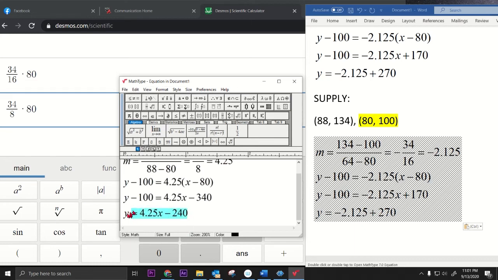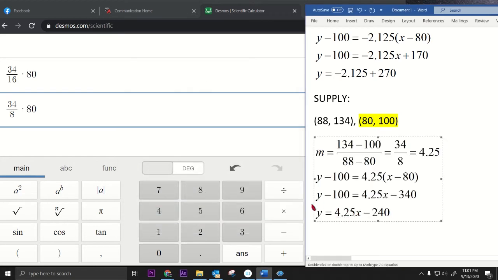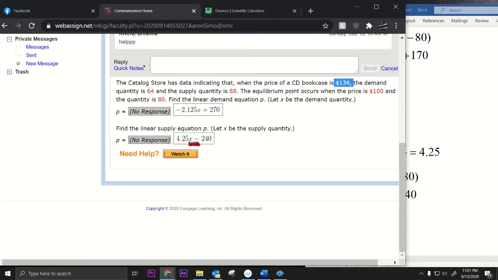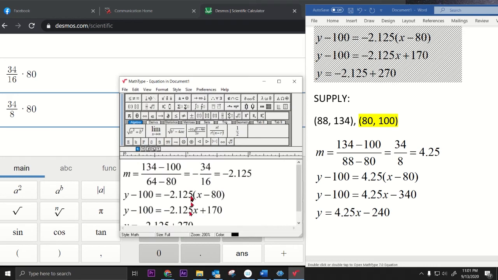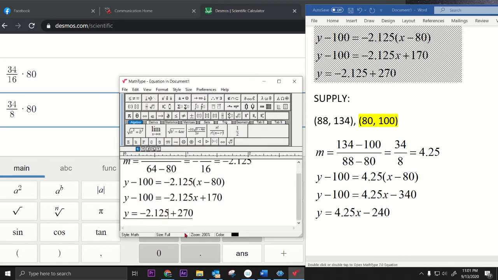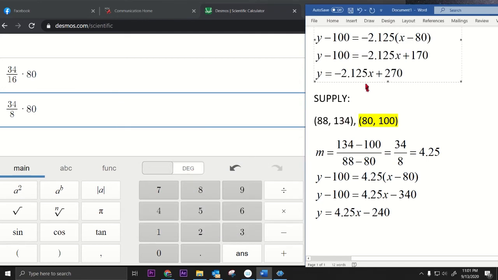There's our answer: y equals 4.25x minus 240. Everything looks good. Make sure you add this x here. Oops, I don't want to show you bad habits or mistakes. This is an equation in terms of y and x.